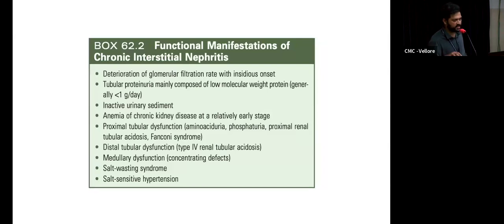Distal usually seen in case of Sjogren syndrome. Sometimes it can be the initial presenting symptom also. Medullary dysfunction, concentrating defects, nephrogenic diabetes insipidus, lithium, hypercalcemia, hypokalemic nephropathy. These can all cause medullary dysfunction and diuresis. So salt wasting syndrome, and basically it's a salt sensitive hypertension.